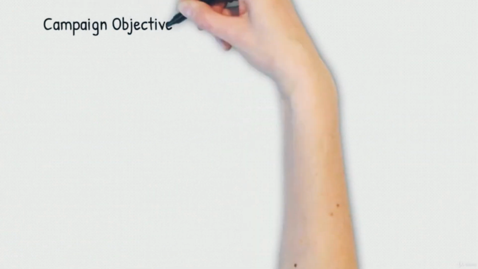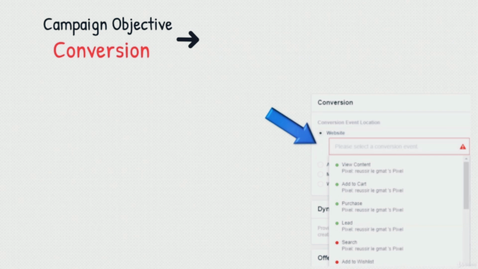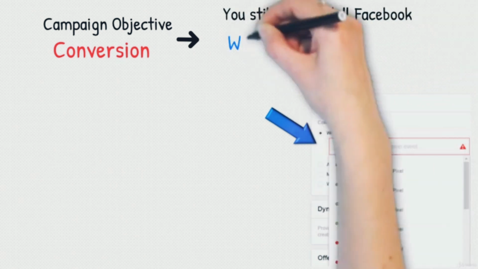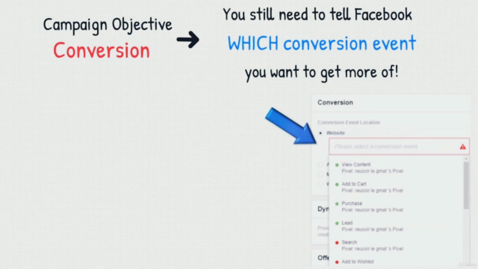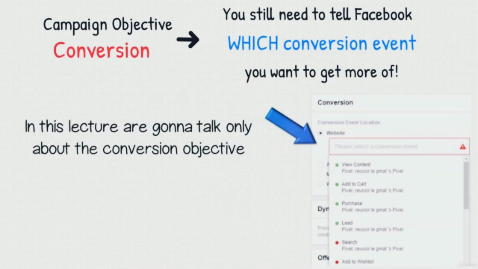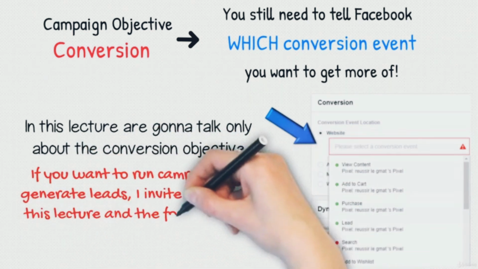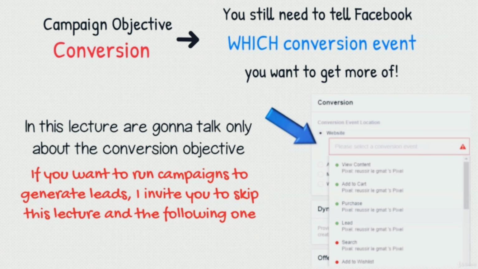So as discussed before, if you want to sell a product directly, you have to choose conversion as a campaign objective. And if you choose conversion, you need to tell Facebook which type of conversions to optimize for. In this lecture, we are going to talk about the conversion objective. If you want to run campaigns to generate leads, I invite you to skip this lecture and the following one.